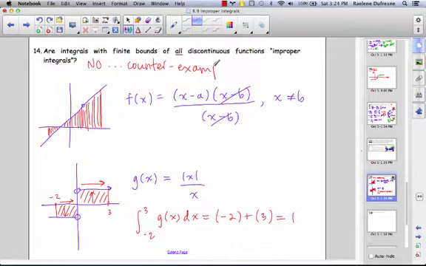So we're really specifically looking at discontinuous functions with infinite discontinuities or vertical asymptotes. So here we have a removable discontinuity, and here we have a jump discontinuity. And these are not improper.